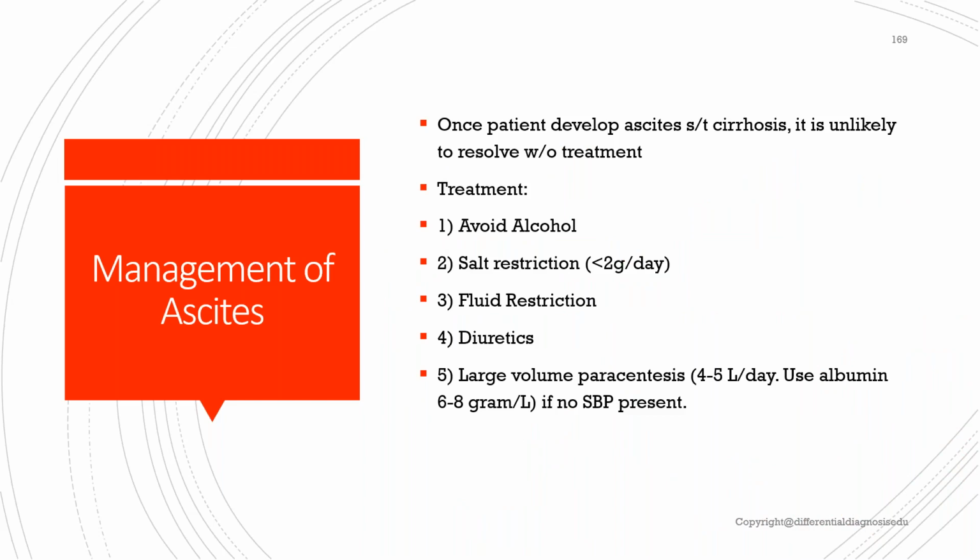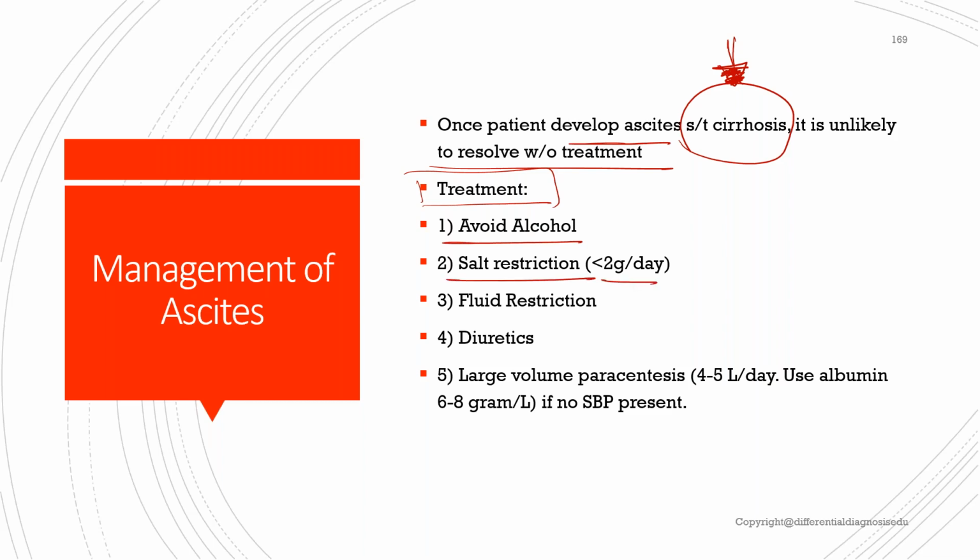Next is, how will you manage the patient with ascites? Once the patient develops ascites secondary to cirrhosis, as we are discussing the complications of cirrhosis, one of which is ascites, it will unlikely be resolved without treatment. It will not resolve without treatment. So treatment wise, first they have to stop drinking, salt restriction less than 2 gram per day, fluid restriction, diuretics, large volume paracentesis, 4 to 5 liter per day.